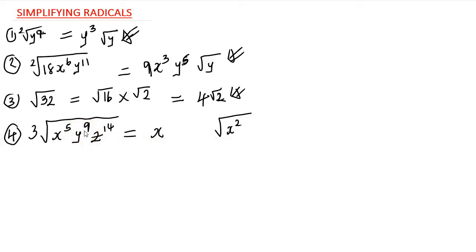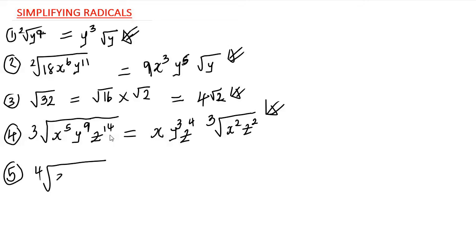Now what about the next one? 9 divided by 3 is going to give us 3 without any remainder. So this is going to be y raised to the power of 3. What about 14? 14 divided by 3 is going to give us 4 with a remainder of 2. So this is going to be z raised to the power of 4. So we have to put the remainder inside the root. So this is going to be z raised to the power of 2 because the remainder is 2. Now make sure you don't forget, you also need to include the index, which is 3. So you also need to put it here. So this is going to be the answer.